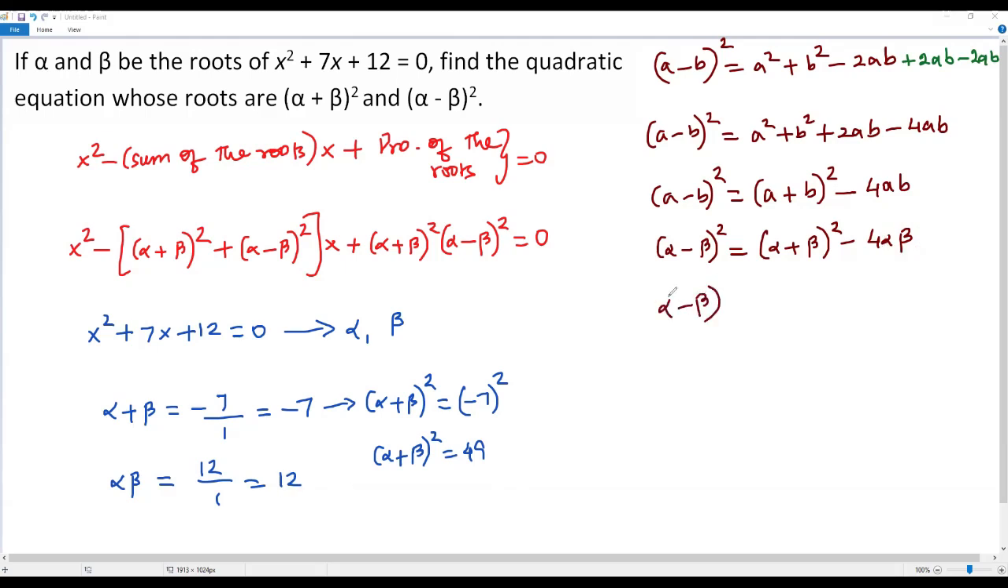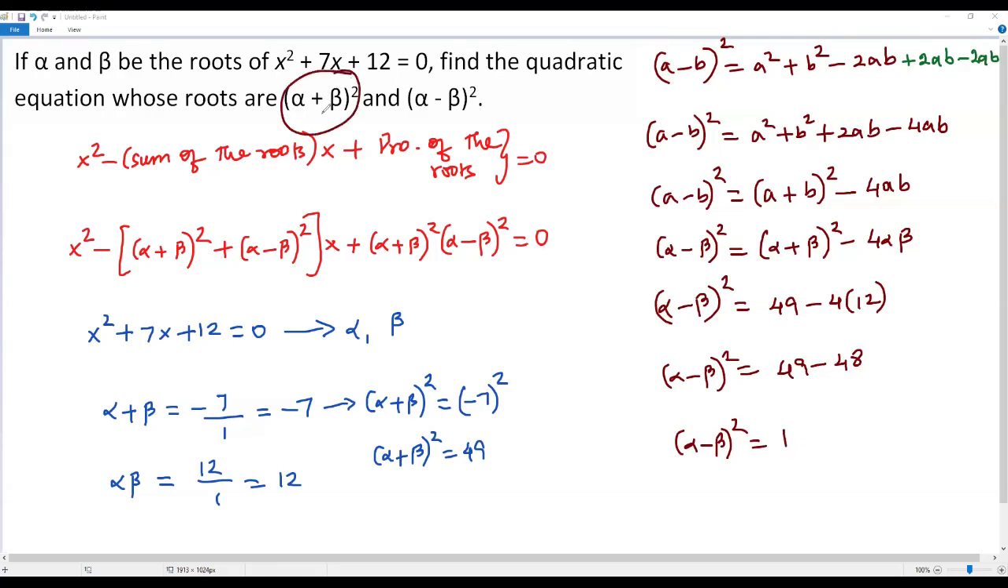So (alpha - beta)² equals, for this one already we got the value, that is 49, minus 4 times the value of alpha times beta, which is 12. We can plug in 12 for this one. So then we get (alpha - beta)² equals 49 - 4 times 12, which is 48. Then I'm getting (alpha - beta)² equals 49 - 48, which is just 1. Okay, now I got the value of (alpha + beta)² already, it's 49. Now I got (alpha - beta)², its value is just 1.